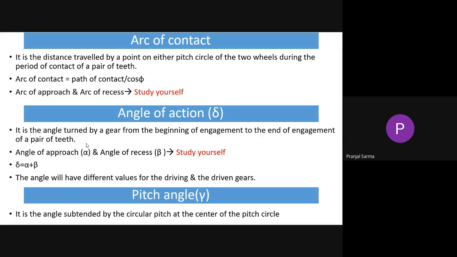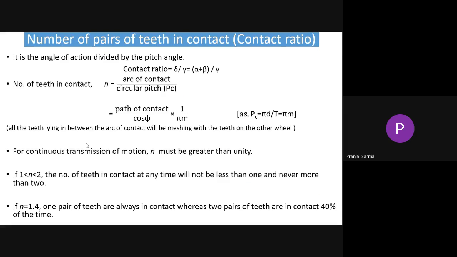Okay, so next, as we are saying that all the teeth from both the gears don't come in contact at the same time. If you look at the previous diagrams, actually a particular pair, or some portion of this particular pair, and some other portion from another pair, okay. So only a limited portion of teeth comes in contact.